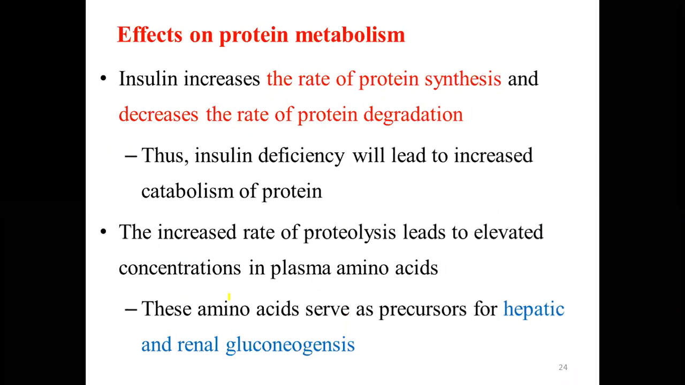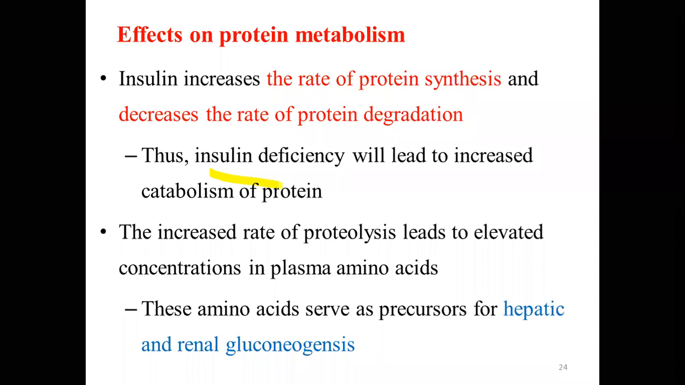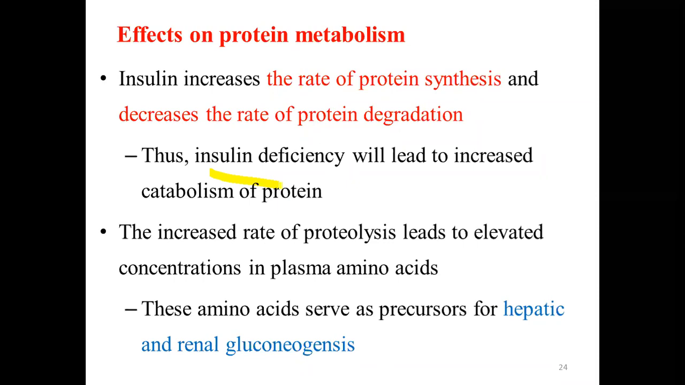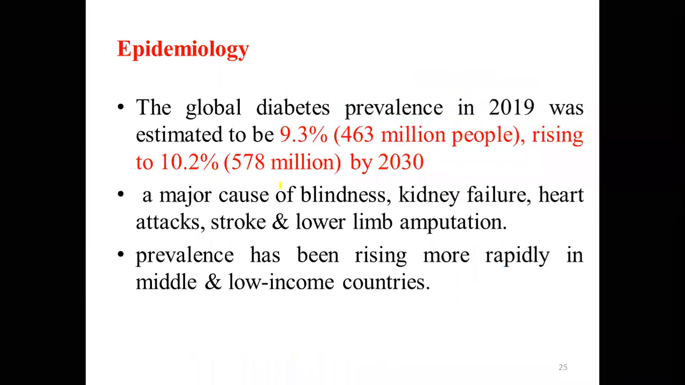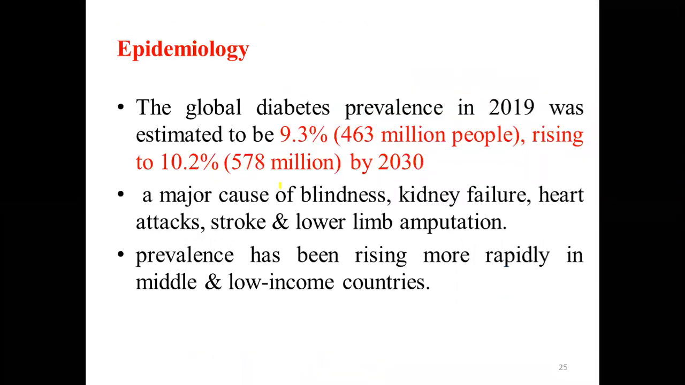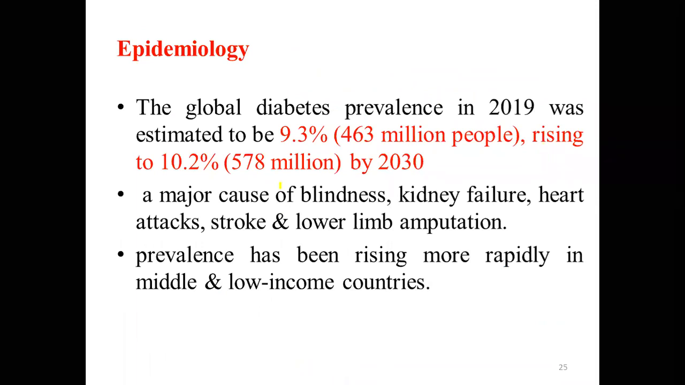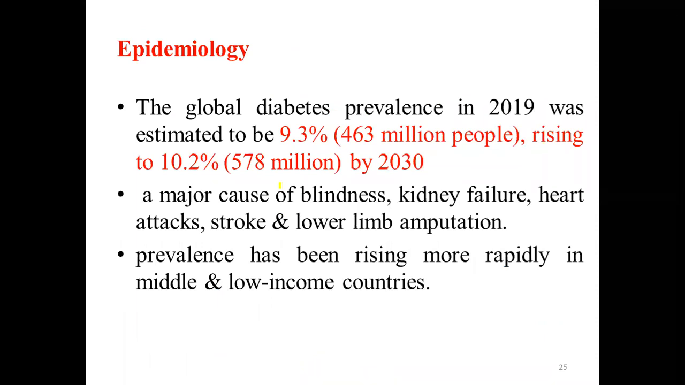Normally, insulin has an anabolic effect on protein metabolism. However, when the patient has insulin deficiency, the reverse can happen. This ultimately causes catabolism of protein, which even causes weight loss, which is very common in type 1 DM. So in summary, when a patient has insulin resistance or insulin deficiency, you will see a range of heterogeneous metabolic derangement in lipid, carbohydrate, and protein metabolism.